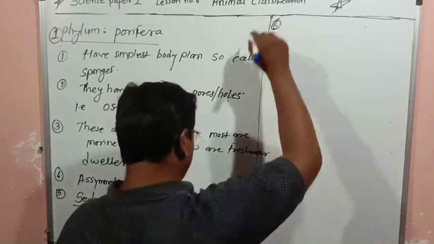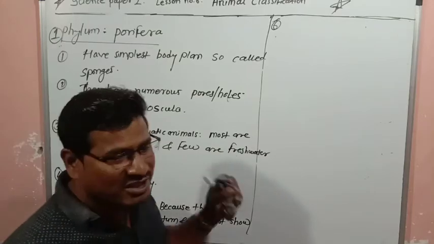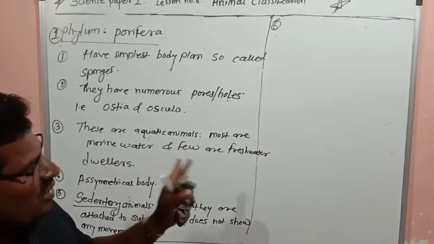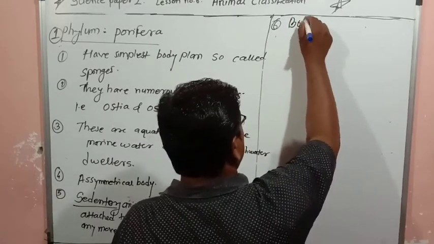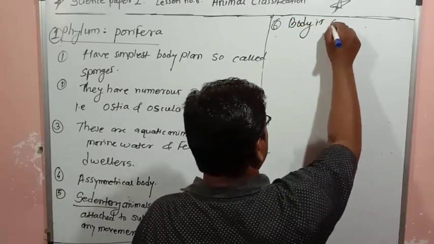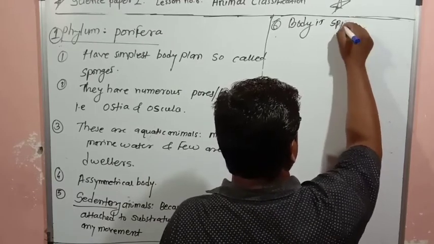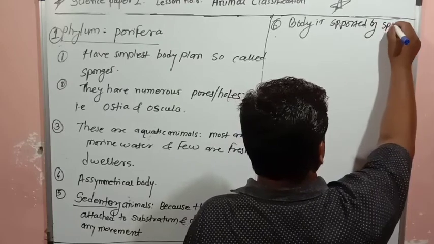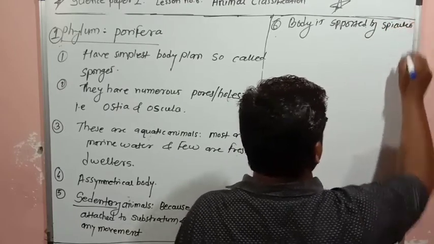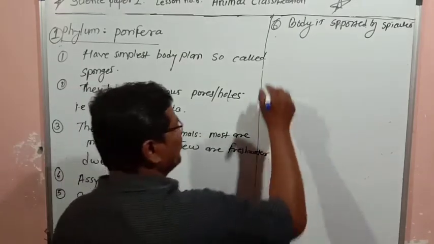They are not showing any movement or any locomotion. So the sixth point we are taking is that their body is supported by spicules or spongin fibers.